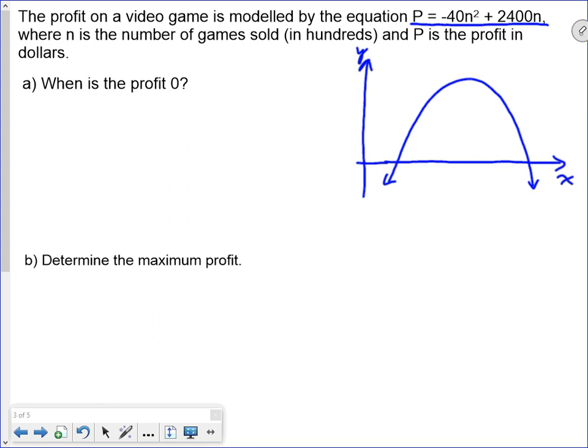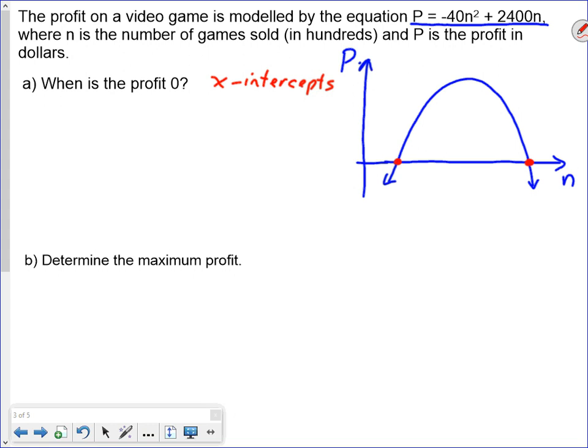Or I guess we don't have x and y. What we have instead is n and P, right? So our n is where our x would normally be, and our P would be up here where our y would normally be. All right, so when is the profit zero? If they're asking where the profit is zero, they're asking for these two points right here and here, because that is where P is zero on our y-axis. So basically, this question is asking us to find the x-intercepts of this parabola.